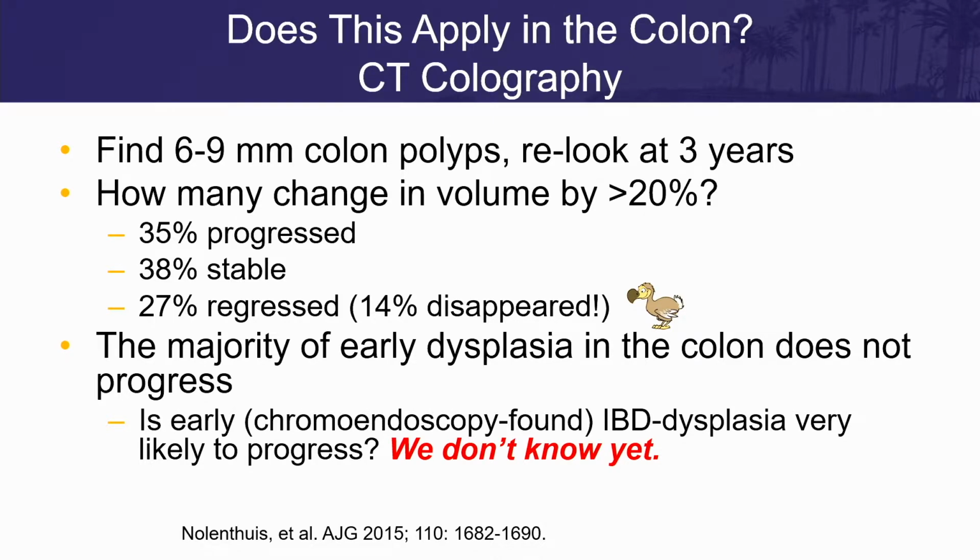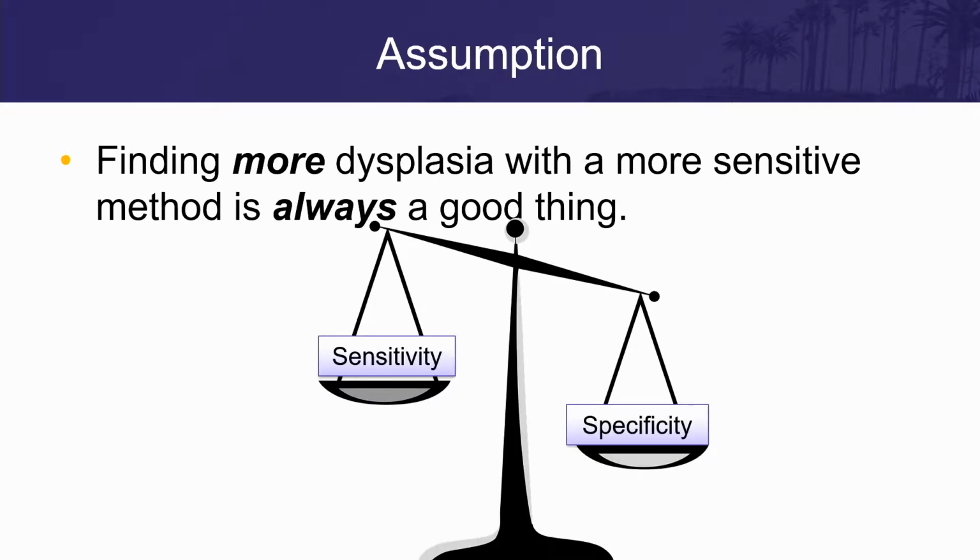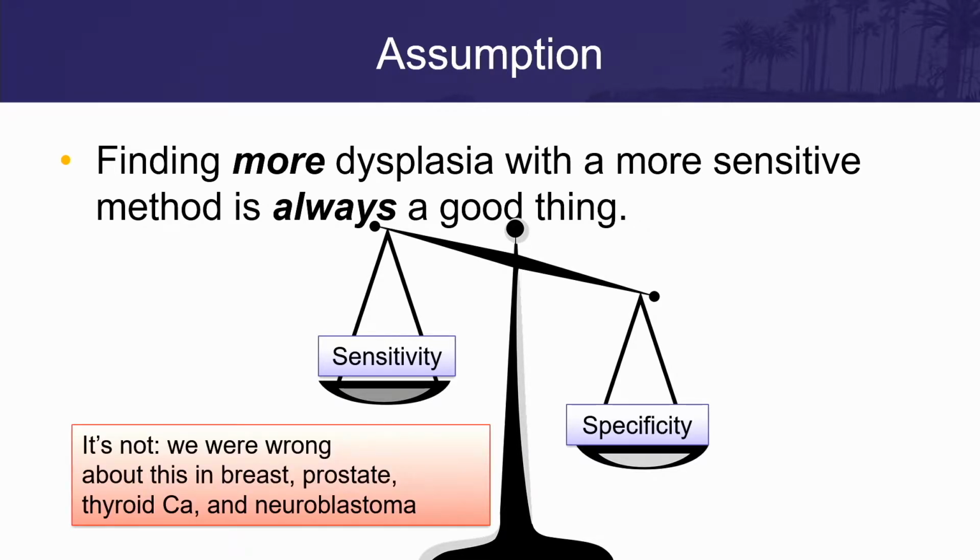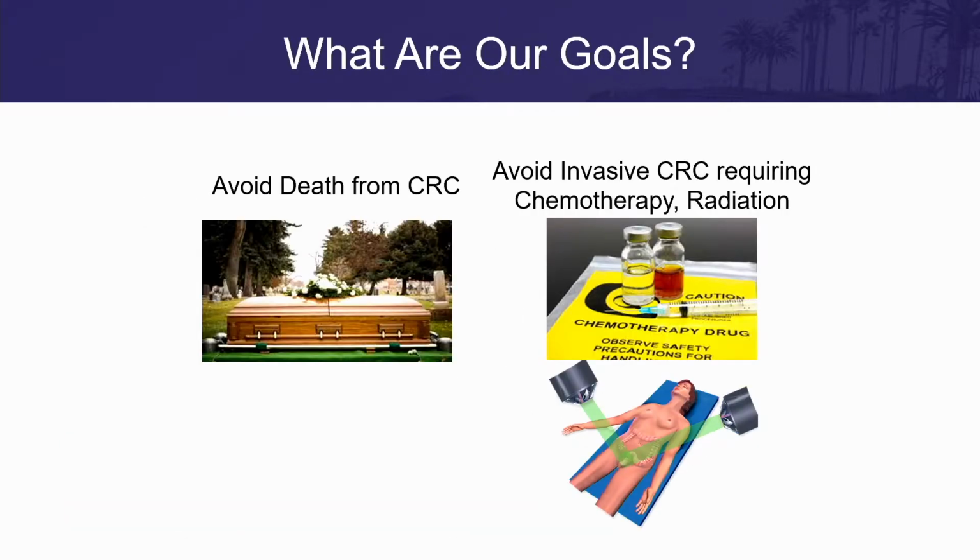So the question is even earlier: is chromoendoscopy-found IBD dysplasia very likely to progress? We don't really know. And finding more dysplasia with a more sensitive test, we assume is always a good thing, but it's not. We were wrong about this in breast cancer, prostate cancer, thyroid cancer, and, in evidence I haven't shown you, neuroblastoma. So the evidence is mounting. We can't overdo it with very sensitive screening.